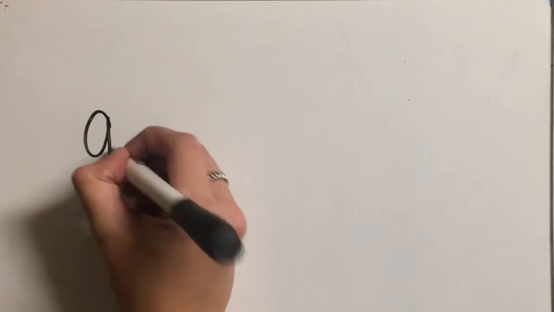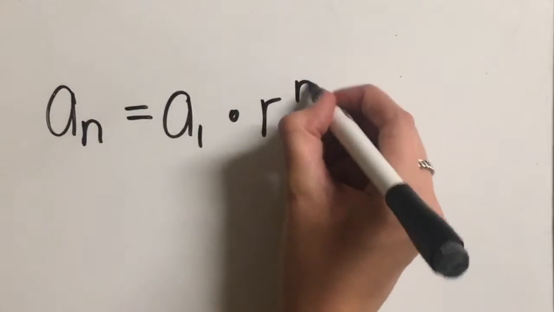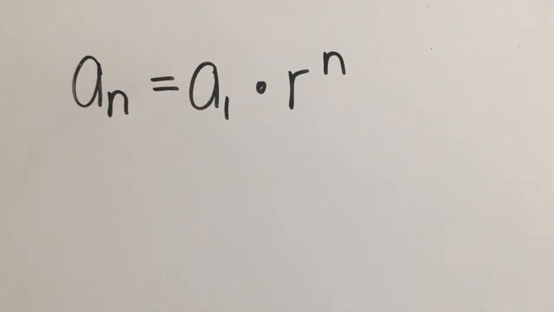In conclusion, you can use the formula a sub n equals a sub 1 times r to the nth power when working with geometric sequences.